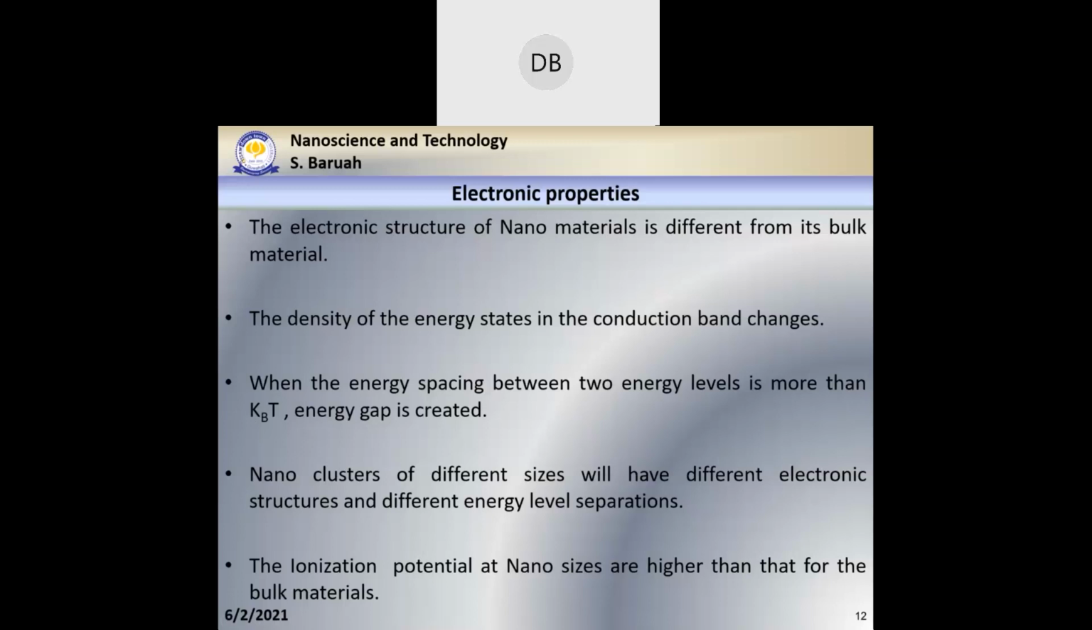Now, nanoclusters of different sizes will have different electronic structures and different energy level separations. Even with the same material, if we vary the size, then the energy level spacings will also vary. The density of states will also vary. The ionization potential at nano sizes is higher than that for the bulk materials.